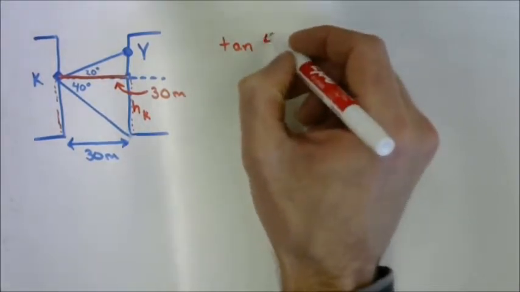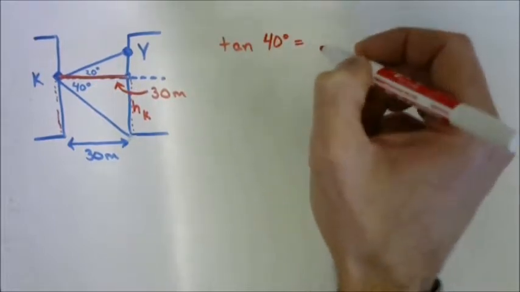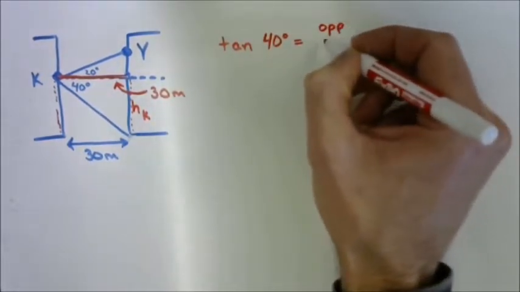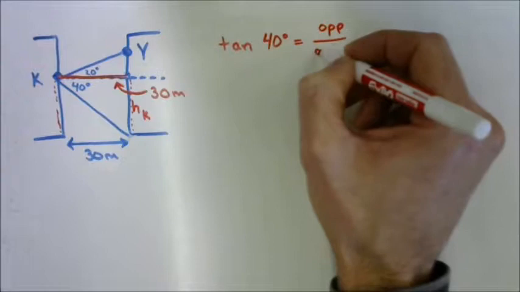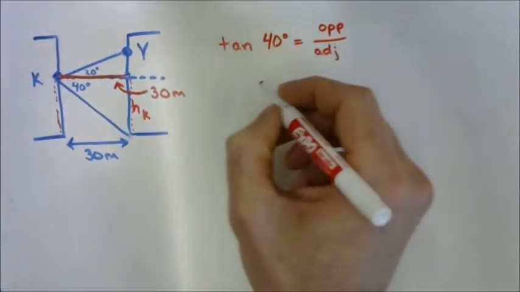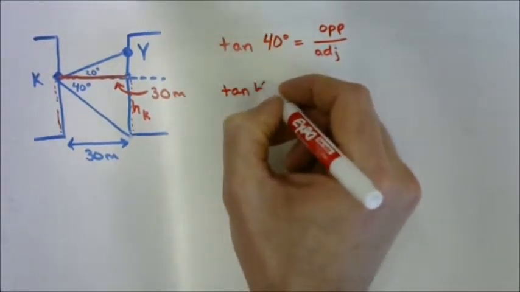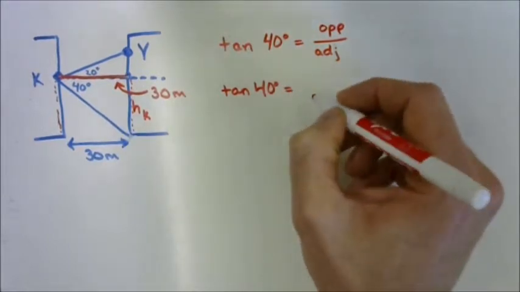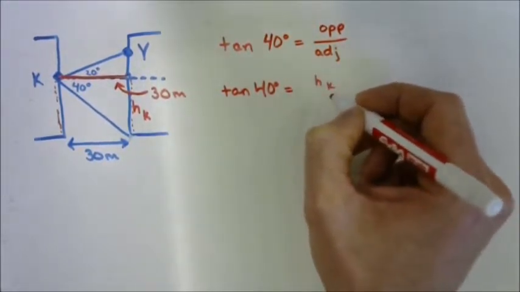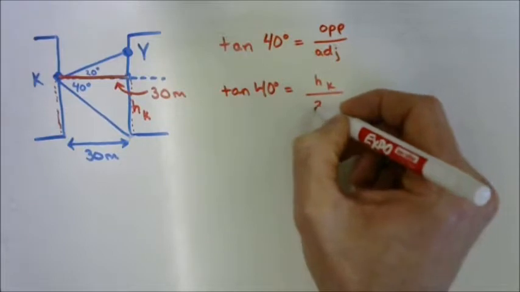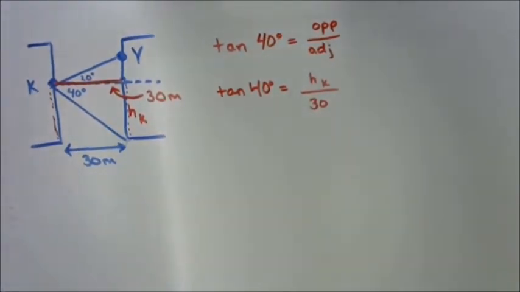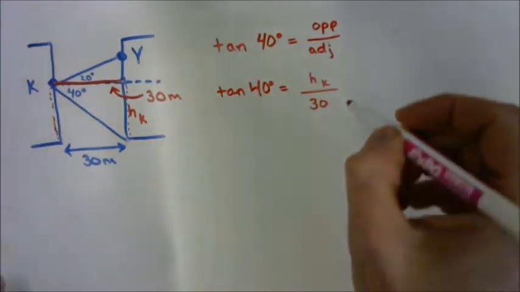So we're going to take the tan of 40 degrees. We know that is equal to opposite over adjacent. So we know that the tan of 40 degrees is equal to the height of Kim's balcony over 30. And to get the height of Kim's balcony by itself, all I have to do here is multiply both sides by 30.